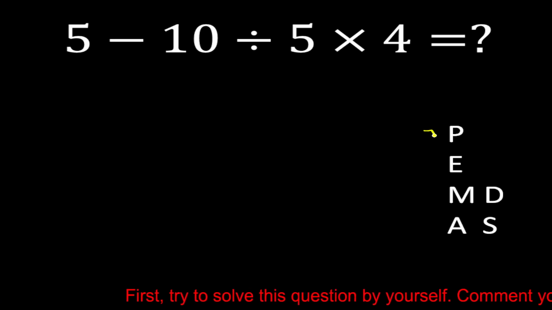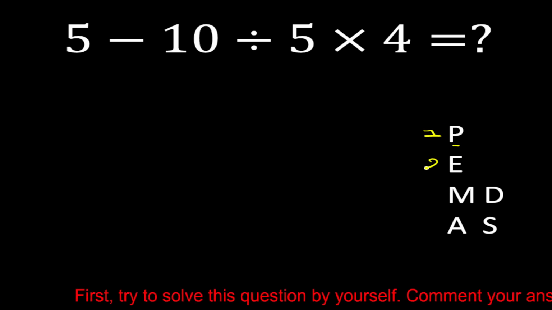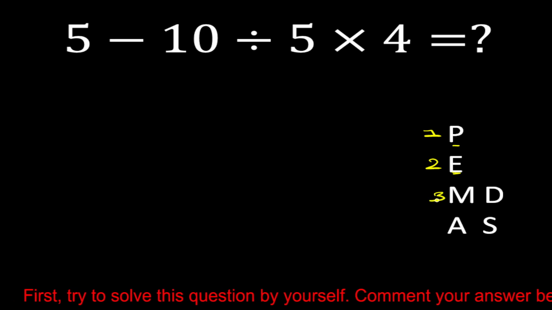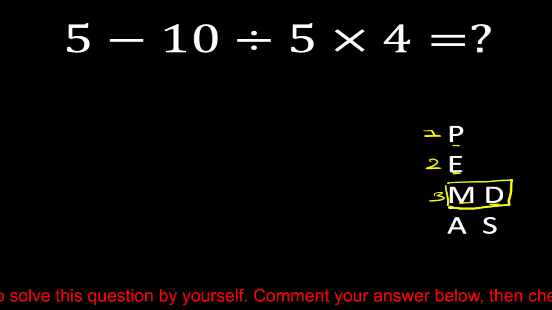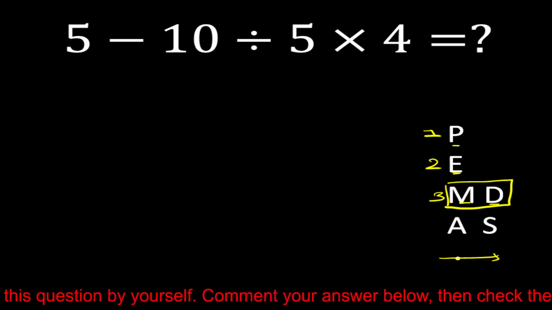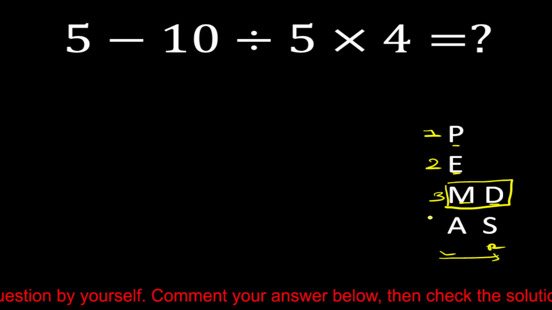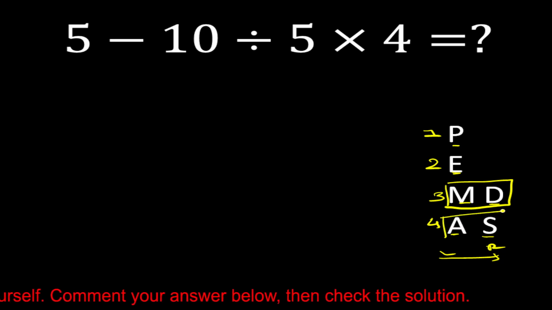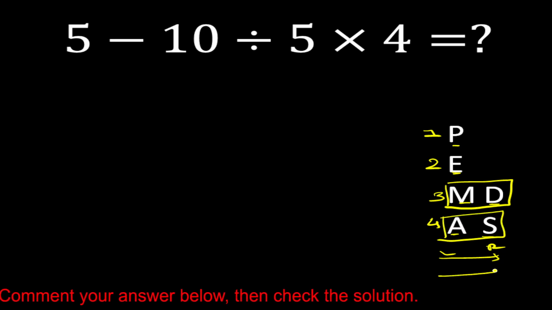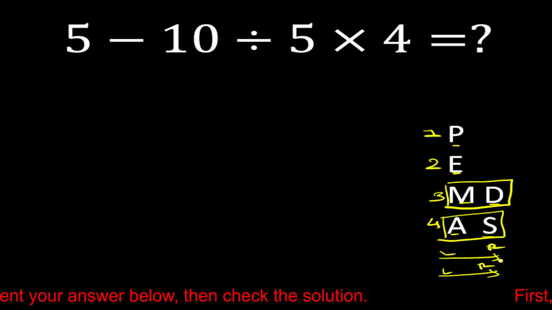According to PEMDAS rule, first priority is parentheses, second priority is exponents, third priority is multiplication and division. Here multiplication and division both have equal priority, so we have to solve it from left to right. Then fourth and last priority is addition and subtraction. Also addition and subtraction both have equal priority, so we have to solve it from left to right.